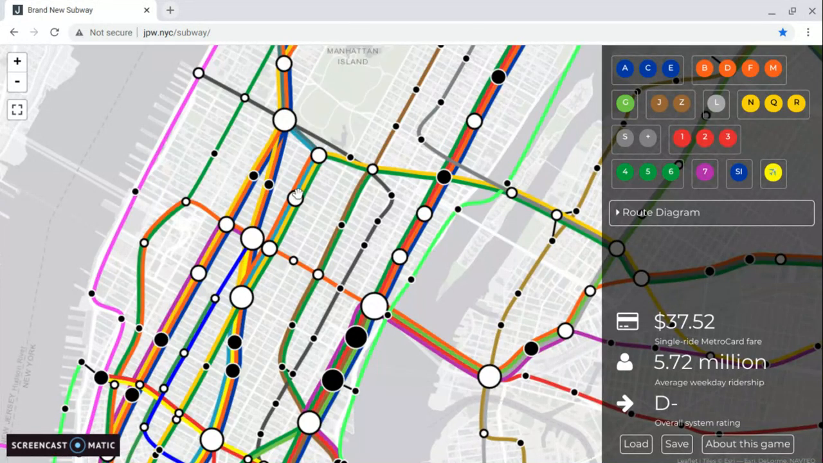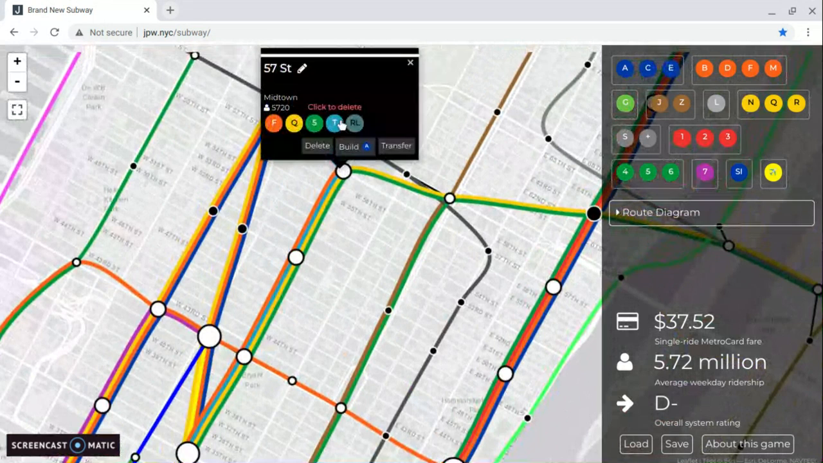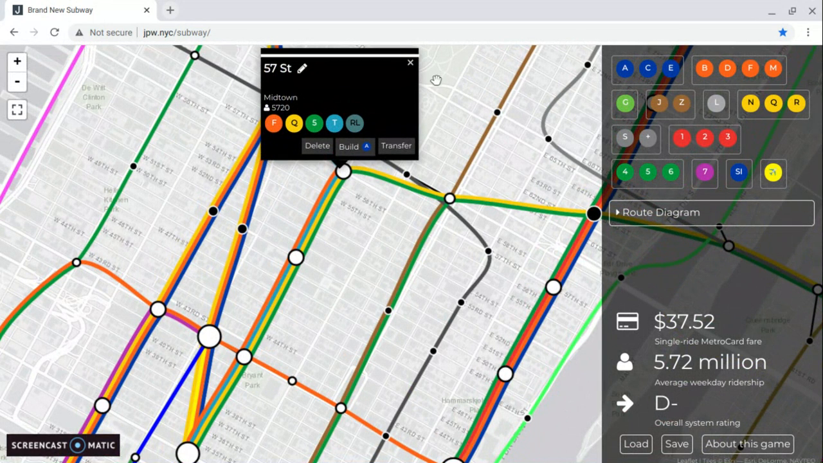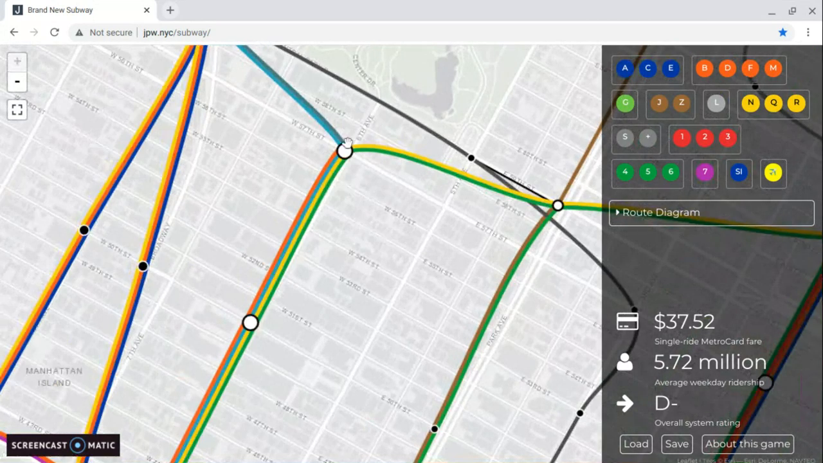And in real life, here you have 57th Street on the F, Q, 5, T, NRL trains. So this is actually the intersection of 57th Street and 6th Avenue.